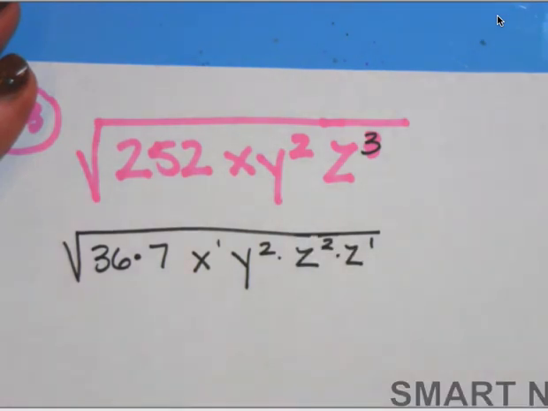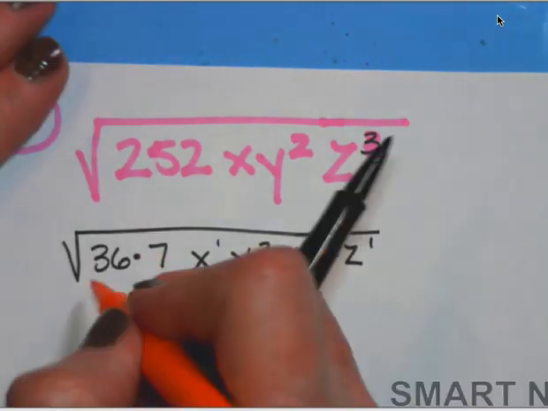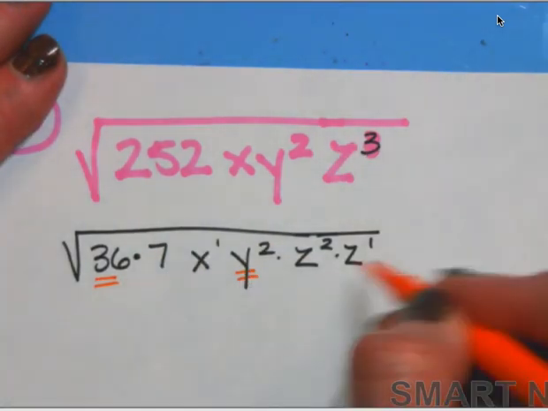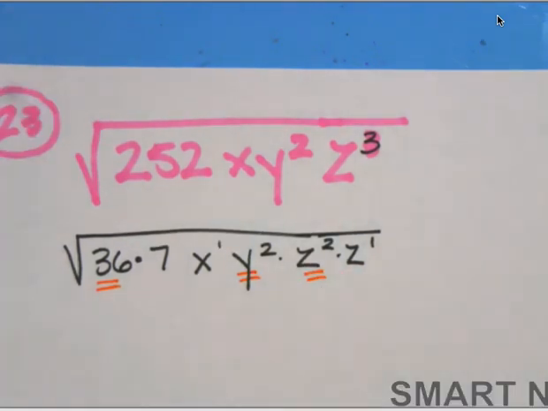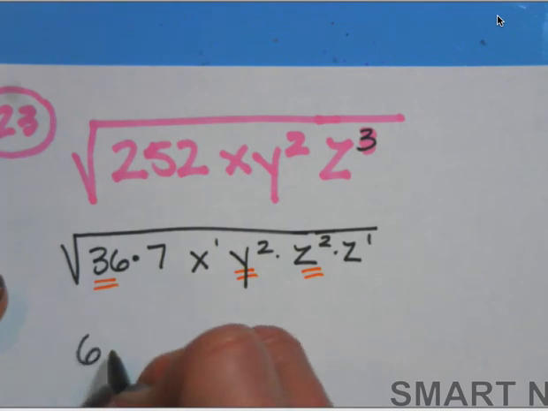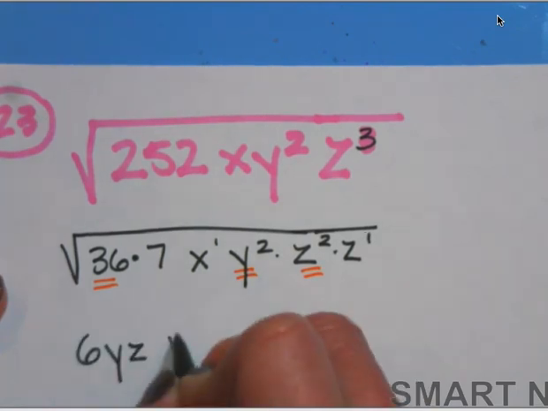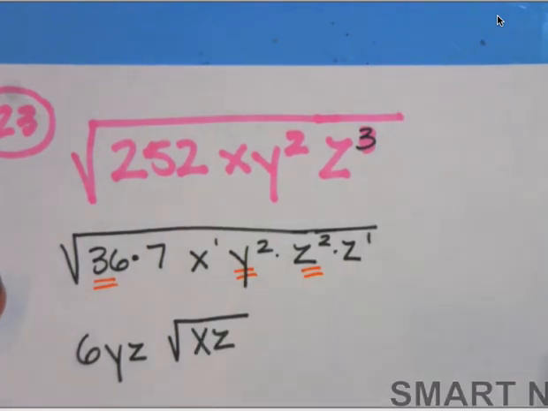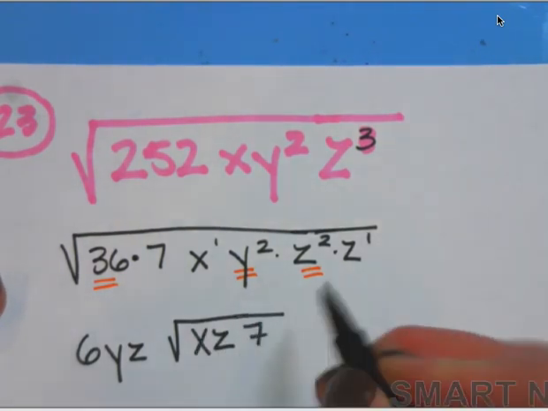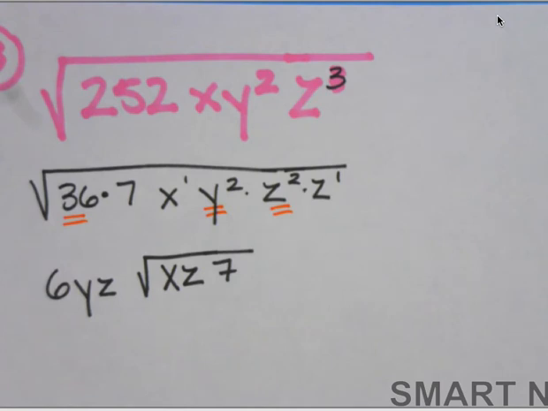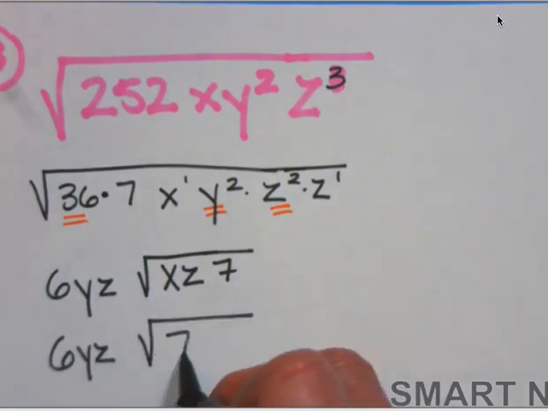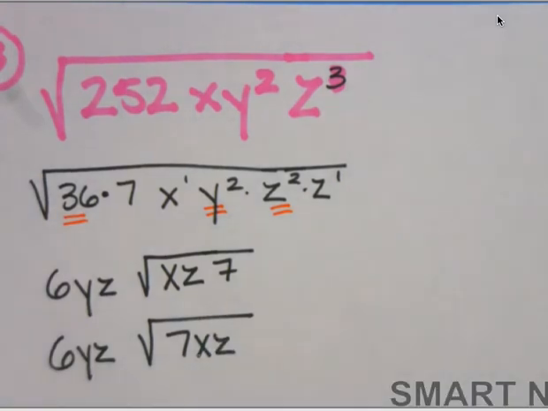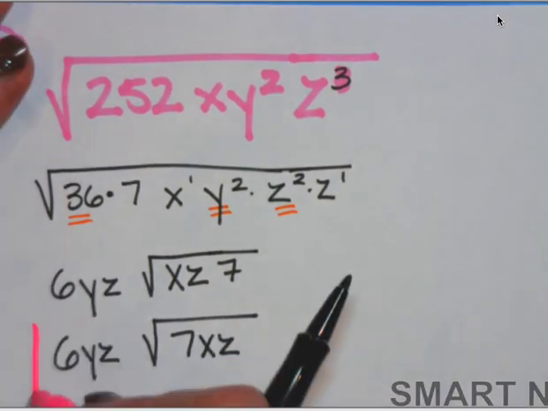So my perfect squares are going to be the 36, y squared, z squared, all the even powers in the perfect square. So this is going to come out as 6yz, and then the portions that remain underneath, xz and the number 7. So chances are I would write it like this, 6yz, and then I'm going to have 7x and z. That's going to be my simplified expression.